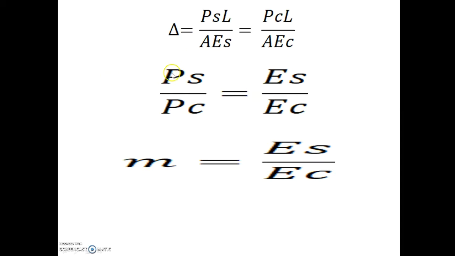So by using this equation, Ps by Pc is equal to Es by Ec. Here L is the same, so Ps by Pc is equal to Es by Ec. Then m is equal to Es by Ec.